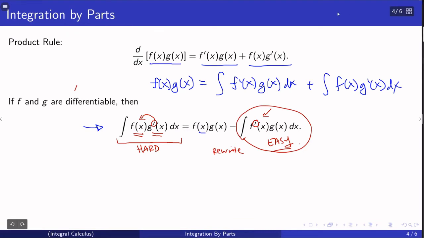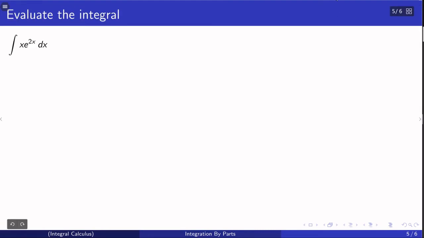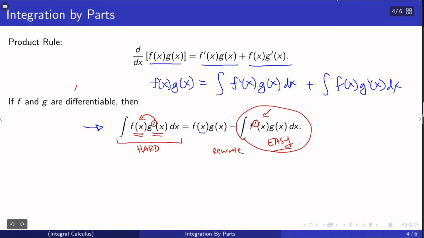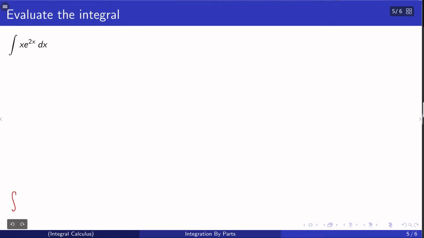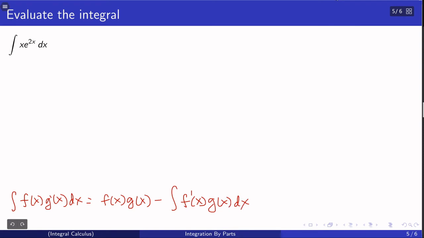Okay, so let's work on an example. Evaluate the integral of x times e to the 2x. I'll write the formula on this page so you can refer to it. The integral of f of x g prime of x dx is equal to f of x g of x minus the integral of f prime of x g of x dx. And I'll actually give you a shorter way to write this integration by parts formula.